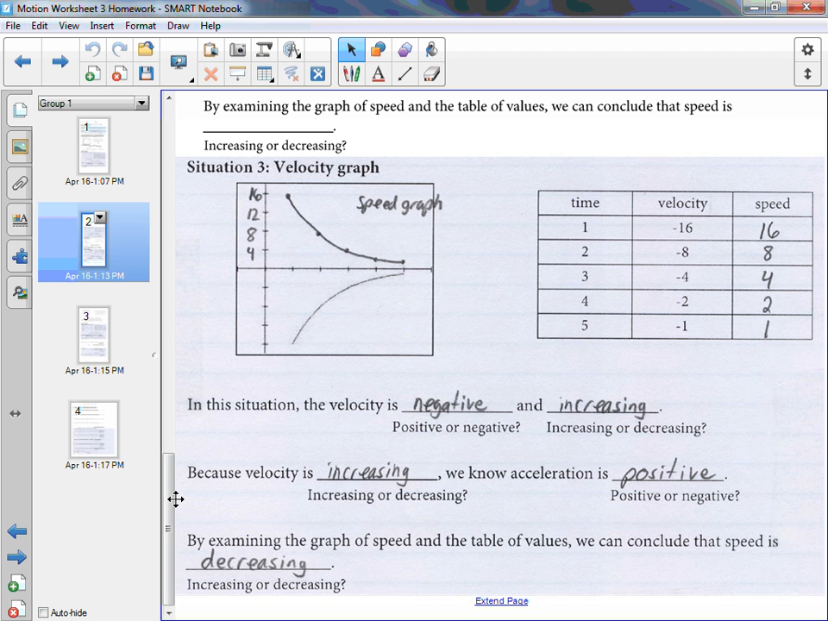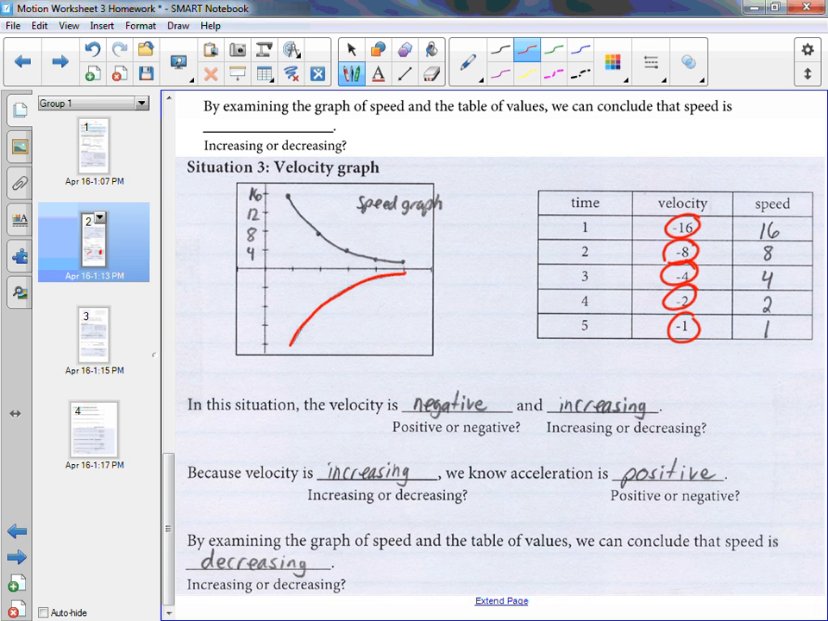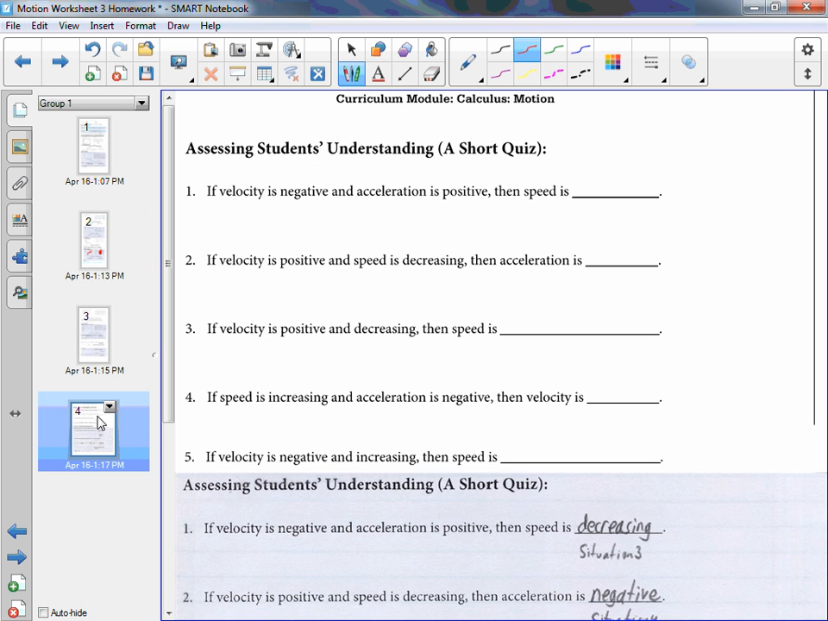Let's look at the velocity. Here's how the velocity is increasing. It's negative 16, then it's negative 8. Negative 8 is greater than negative 16. Then it's even bigger and bigger. It's easier, I think, to look at the graph and see it. That's your velocity graph. It's definitely increasing even though it's negative. Okay? Let's look at the quiz portion of this.